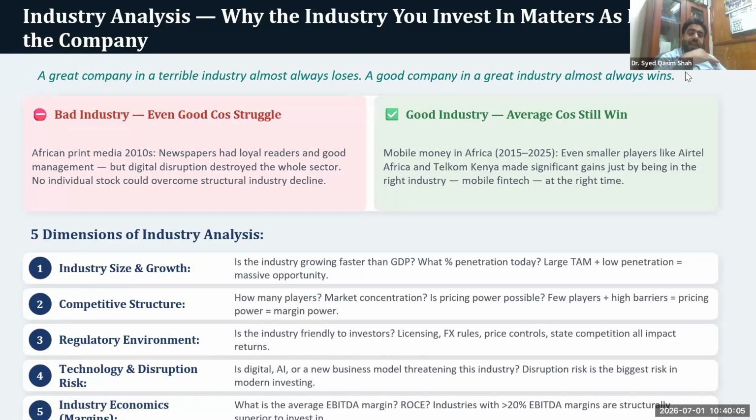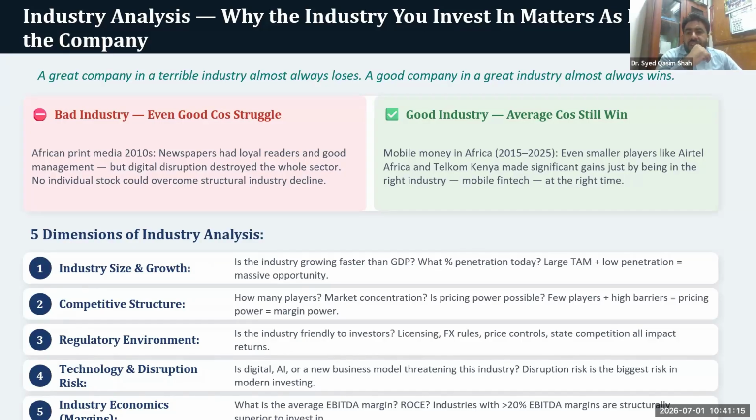How? Let's talk about a bad industry. What is a bad industry basically? How can we say what exactly is a bad industry? Let's say we talk about the African context and print media in 2010. Newspapers had loyal readers and good management, but digital disruption destroyed the whole sector. Now hardly anyone gets and reads newspapers. There is a lot of digital-based media. This industry is now becoming a bad industry. Even very good companies are struggling. Now, a company may be doing well, but overall the print industry is not doing well. So obviously this company will fall, and ultimately you will lose money.